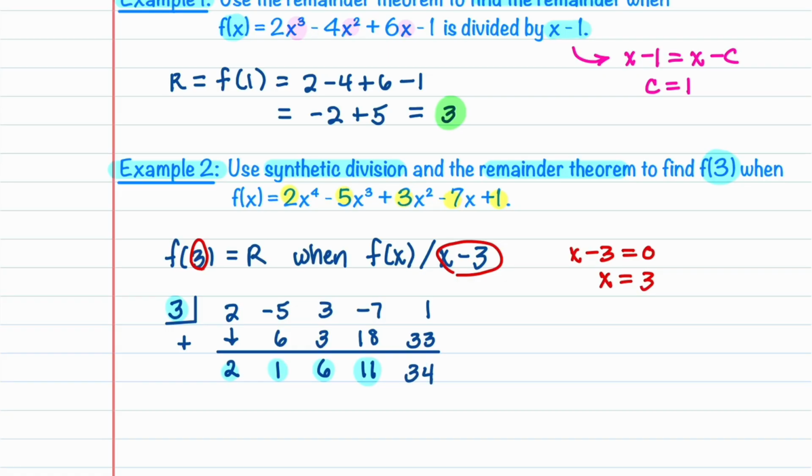I'm going to highlight 34 because that is our remainder. So this tells us that f of 3 is equal to 34. I know we could have found f of 3 by just plugging 3 into our function, but when you have lots of terms in your function and lots of coefficients, this method is almost quicker than just directly plugging in that x is equal to 3.